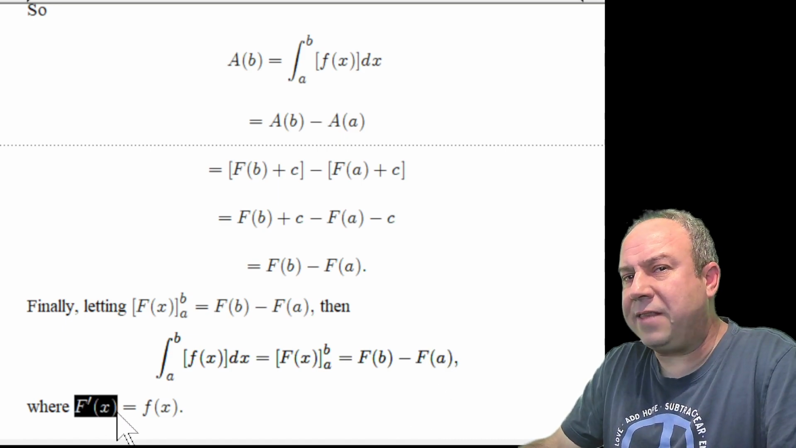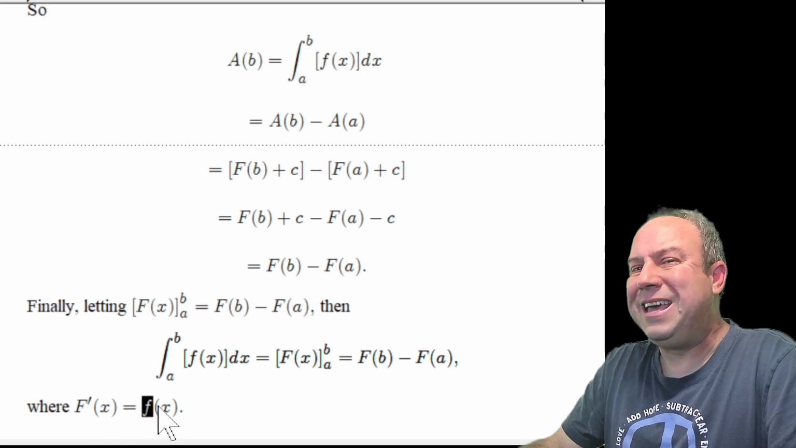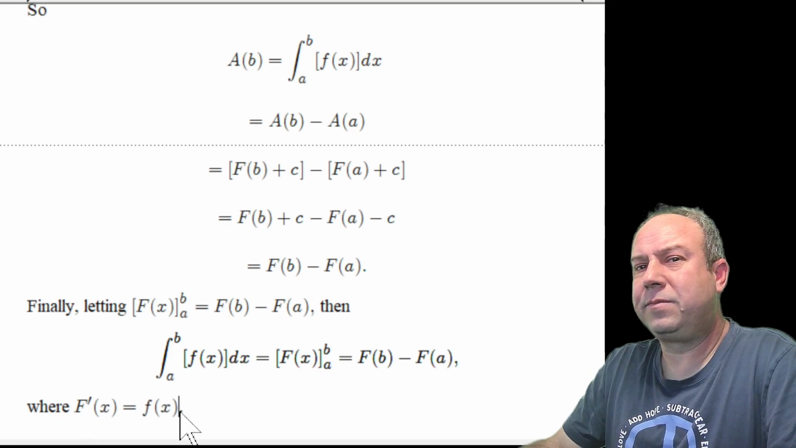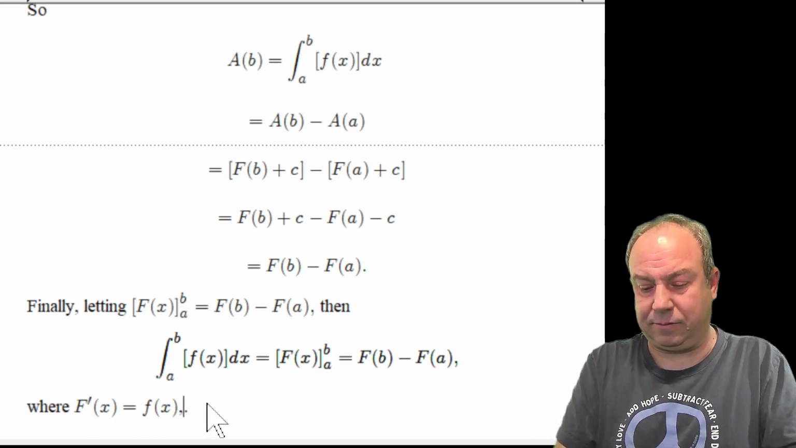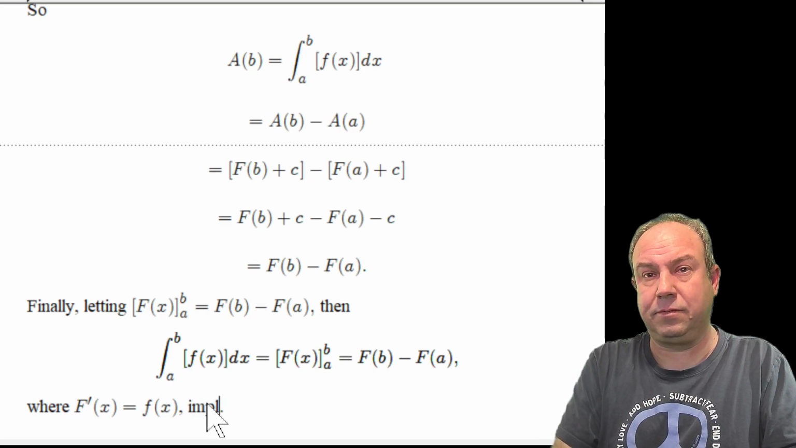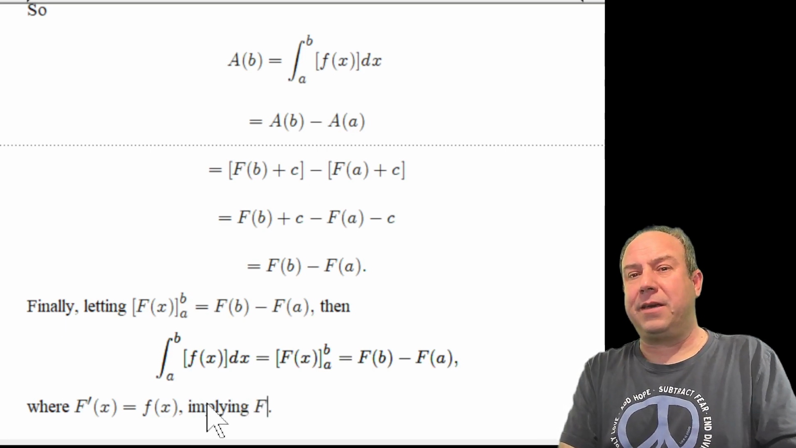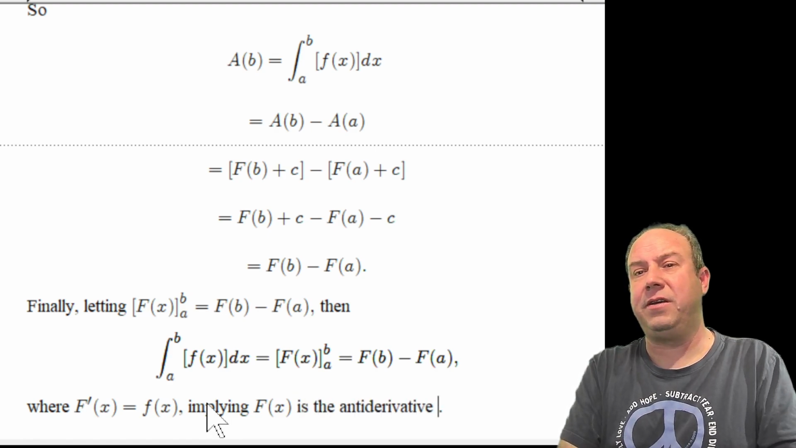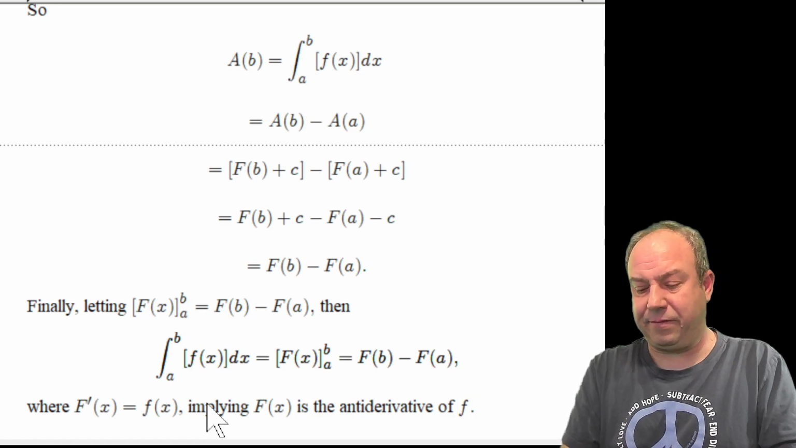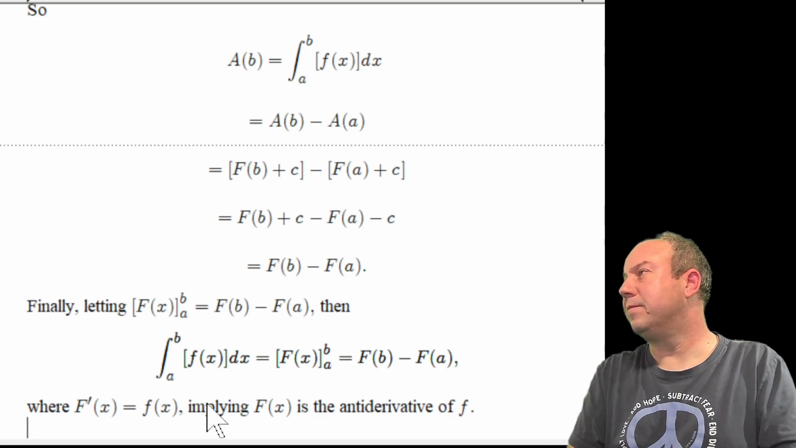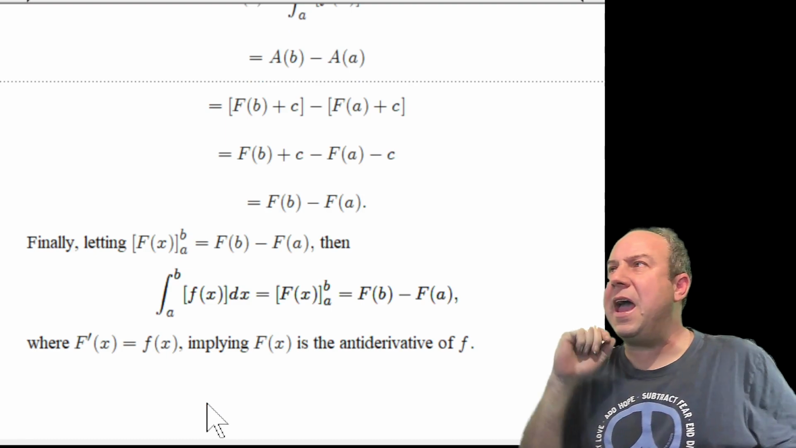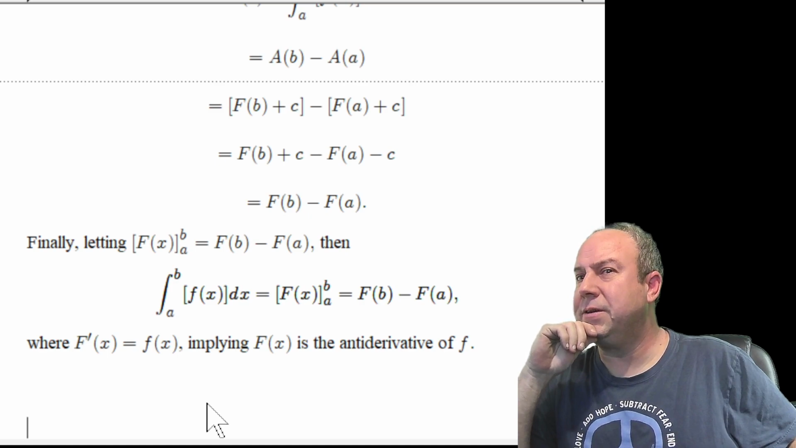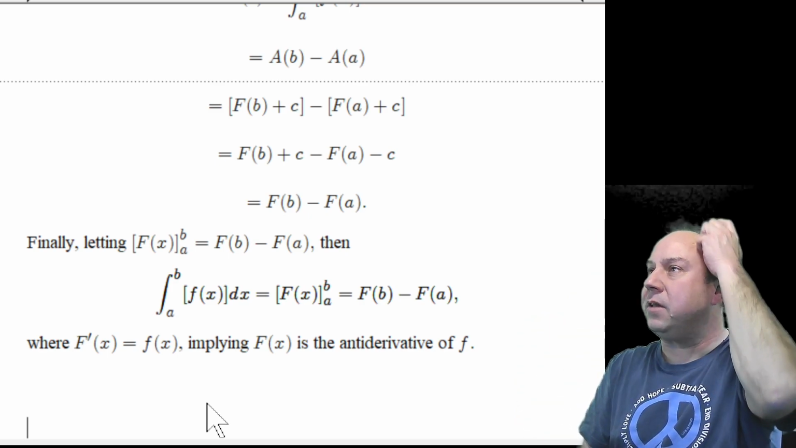Where again we understand that the derivative of cap F is function little f, making it its antiderivative, right? Implying cap F of x is the antiderivative of little f. All right. That is also a result of the fundamental theorem of calculus. That is how we work through and calculate definite integrals.